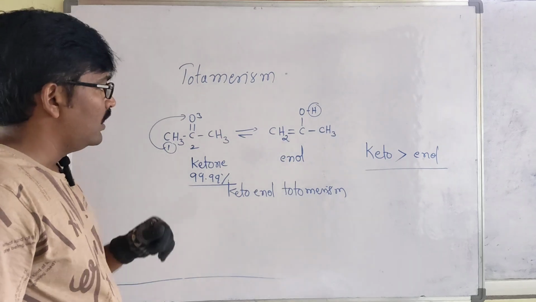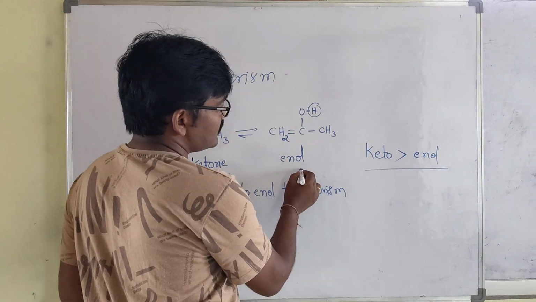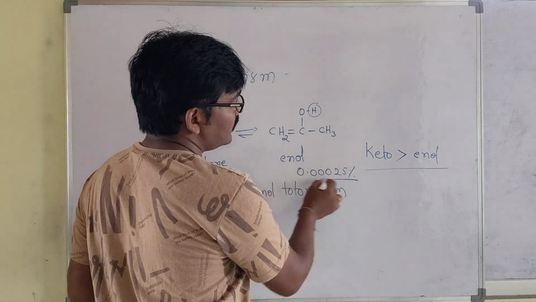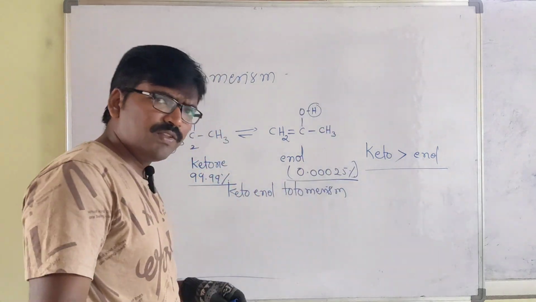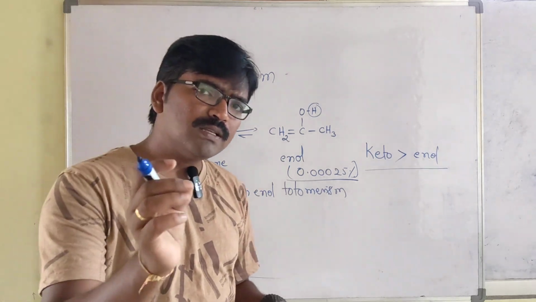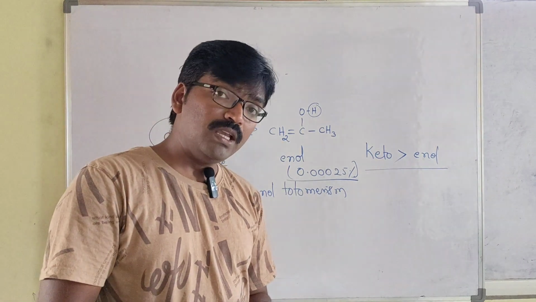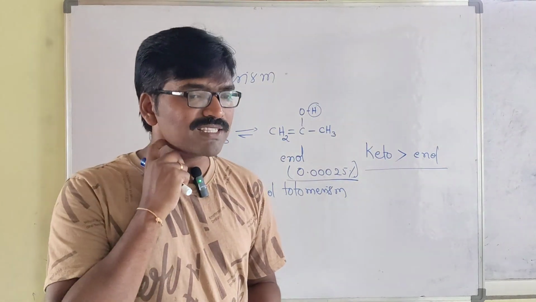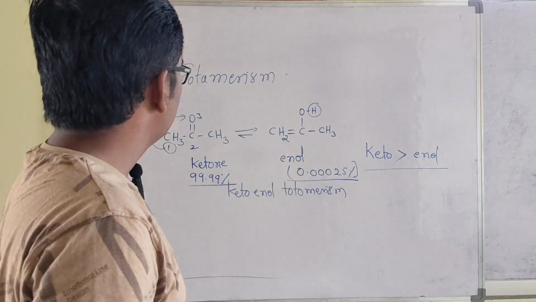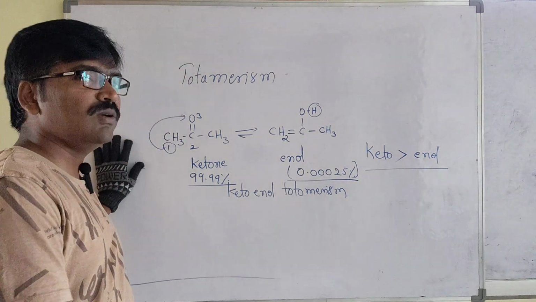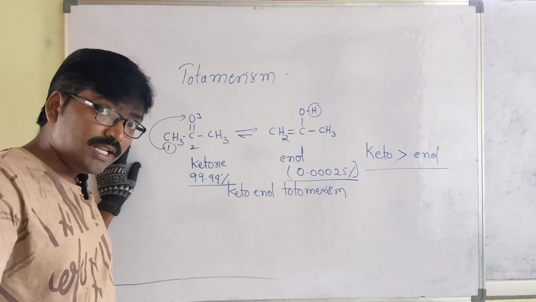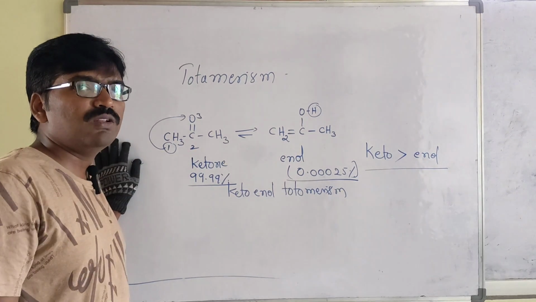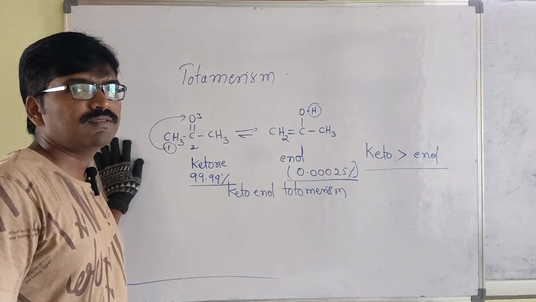No doubt at all. But in some other cases, 0.00025% of enol, the stability of some compounds depends upon some factors, and the enol also is more stable. What I told is that the ketonic group is more stable, no doubt at all, but the enol is also stable due to some factors. What are those factors that we have to discuss?